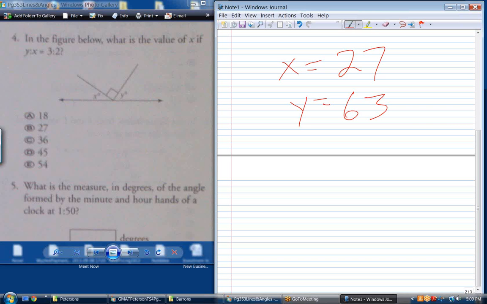I would say smaller. If x gets smaller, y gets bigger. Oh, it's all the other way. I mean, yeah, bigger. So what's the next one we're going to try? 45. What is y if x is 45? That's 45. Is that a 3 to 2 relationship? No, so the answer must be C. And we're done.